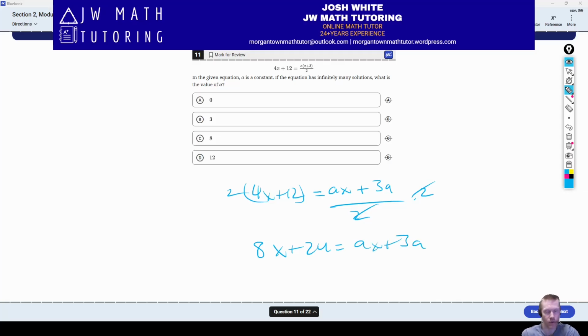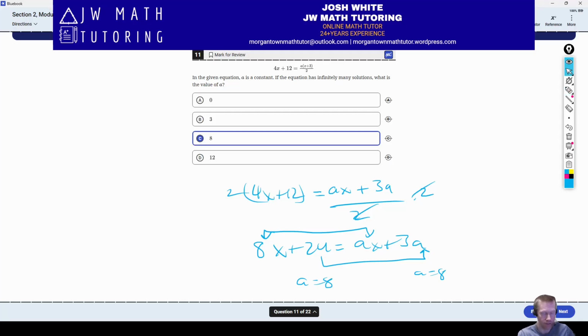For this equation to have an infinite number of solutions, essentially what you're going to do is set these two equal to each other and technically set these two equal to each other. They both have to be equal, and you can clearly see now that a has to be 8. 8x equals ax, a must equal 8. 24 equals 3a, again, a has to be 8. So the correct answer for this is just a equals 8.